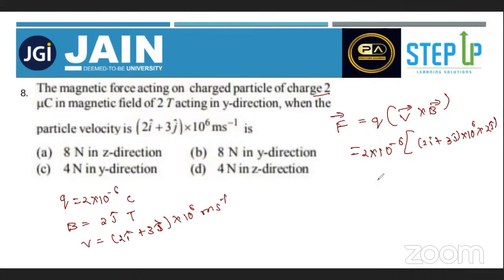So I can only get a product of i and j, which will give me k. I can write it as, and this 10 raised to minus 6 will cancel this 10 raised to plus 6. So I'll basically get 2 into 4k vector, which will give me 8k. Okay, so I can write it as 8 Newton. They're asking me direction, so k basically represents z direction. So 8 Newton in z direction.